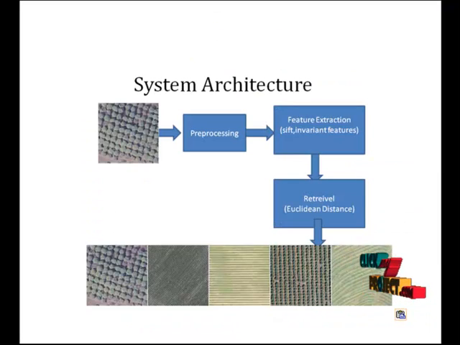The system architecture consists of three main parts: pre-processing, feature extraction, and retrieval. First, pre-processing. The input image is given to the pre-processing stage. The pre-processing method uses a small neighborhood of a pixel in an input image to get a new brightness value in an output image. Such pre-processing operations are also called filtration.